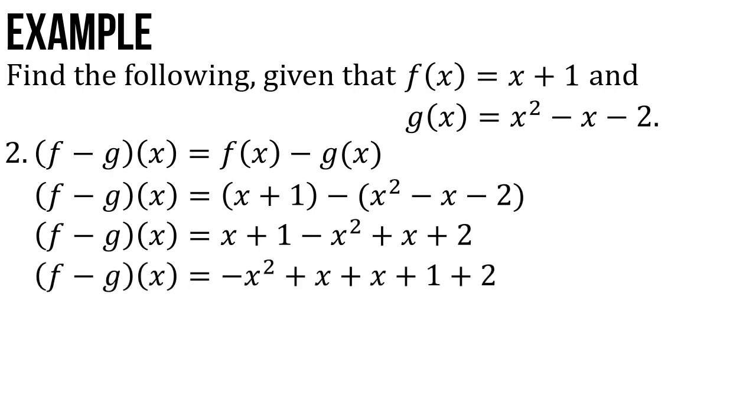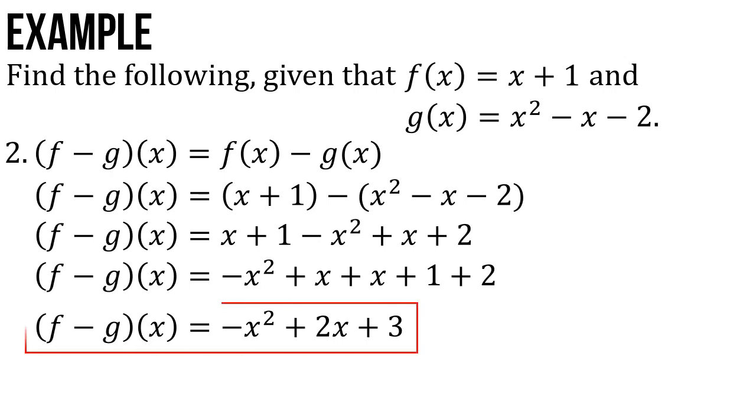Then write the like terms together and arrange the terms in descending order. We're going to have (f minus g)(x) equals negative x squared plus x plus x plus 1 plus 2. Then just combine the like terms. It will become (f minus g)(x) equals negative x squared plus 2x minus 3. And that's our final answer.